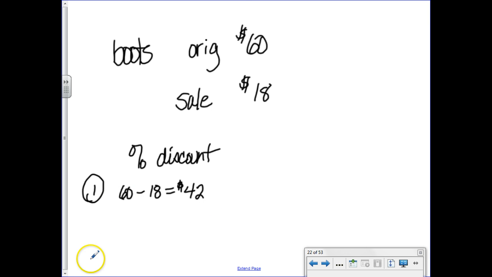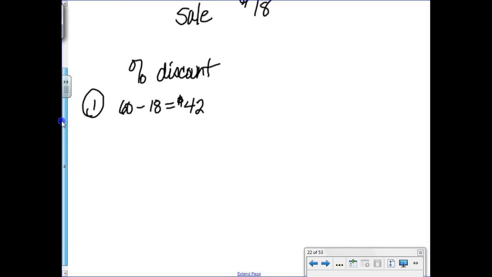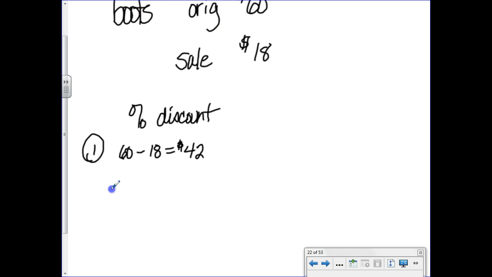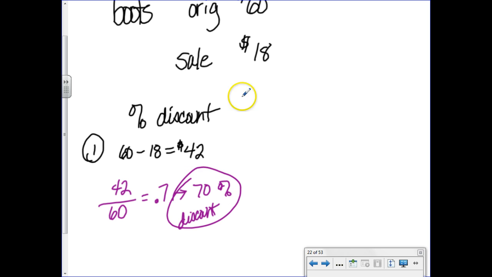My formula or my method for finding a percent of change or decrease is you take how much did it change and divide by the original or starting price. Okay? When you take 42 divided by 60 on your calculator, you end up with 7/10 or 0.7. As a percent multiplied by 100, that is a 70% discount. Okay? This was the discount right there, 70%. Okay? That's method number 1 right there.